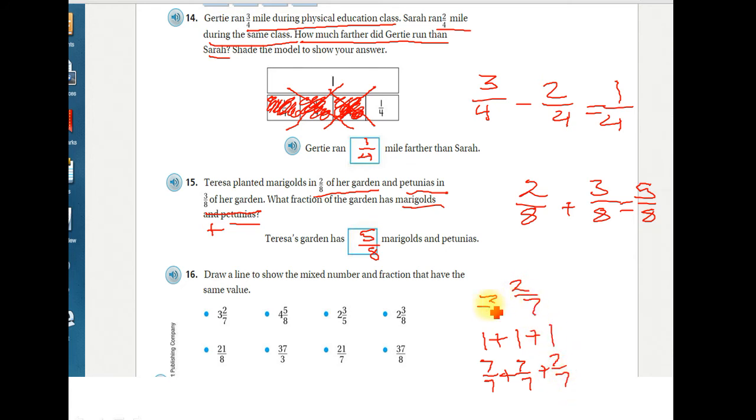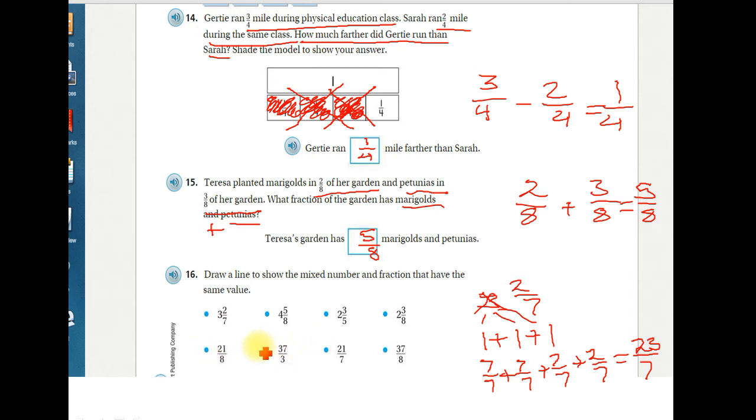And then don't forget though, that's only the 3 part, right? I broke this 3 down into 1 plus 1 plus 1, but I still have this 2/7 that I also need to add on. So again, denominators are the same all the way through, and now it's just simple addition. 7 plus 7 is 14, plus 7 more would be 21, plus 2 more is 22, 23. So 23/7. Do I have 23/7? No, I don't. So this isn't going to go to any of these bottom ones.